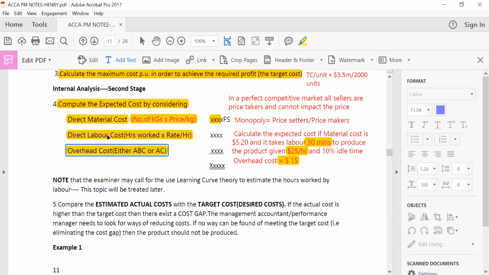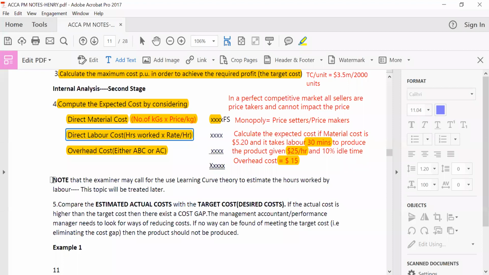Now, in the case of labor cost, there's a topic that we have to look at, which is called learning curve. The examiner will tease your mind in applying learning curve to estimate the number of hours worked by labor. Otherwise, to calculate labor cost, it is the hours worked by labor times the rate per hour. If there exists idle time, you flex it.